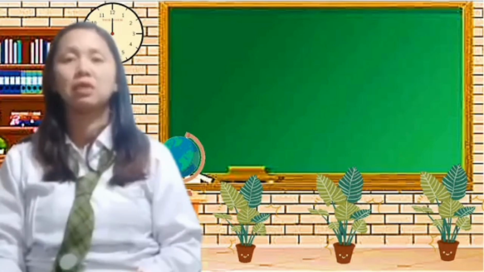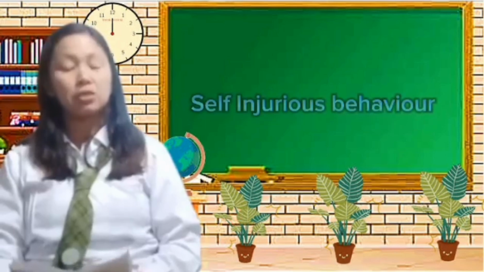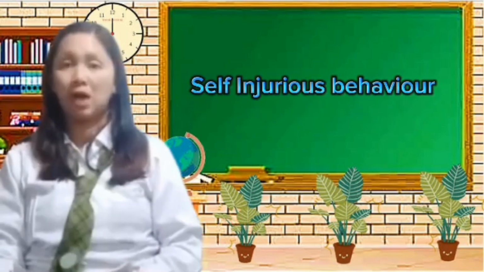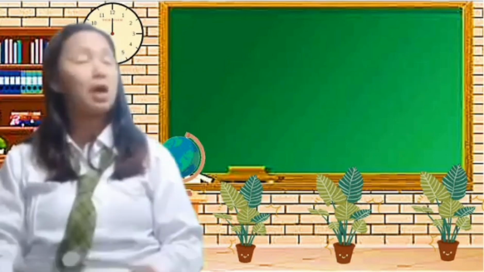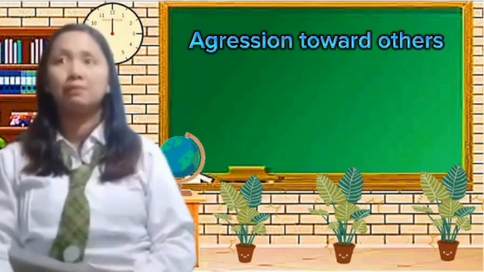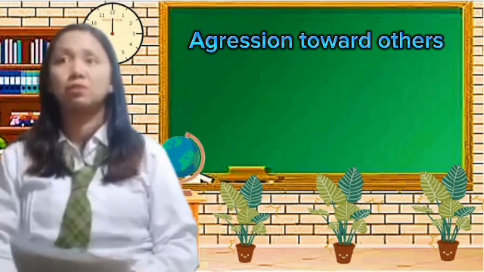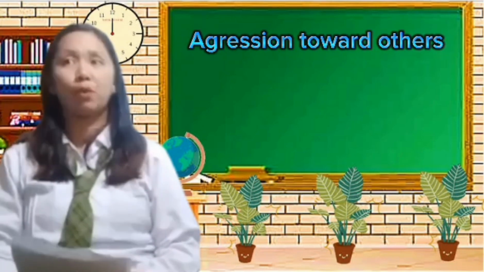I am here to continue the discussion about some red flags in the behavioral domain. The first one is the self-injurious behavior that was discussed earlier. And the second one is aggression toward others, such as hitting and kicking peers and adults, being cruel to animals, and throwing objects at people.